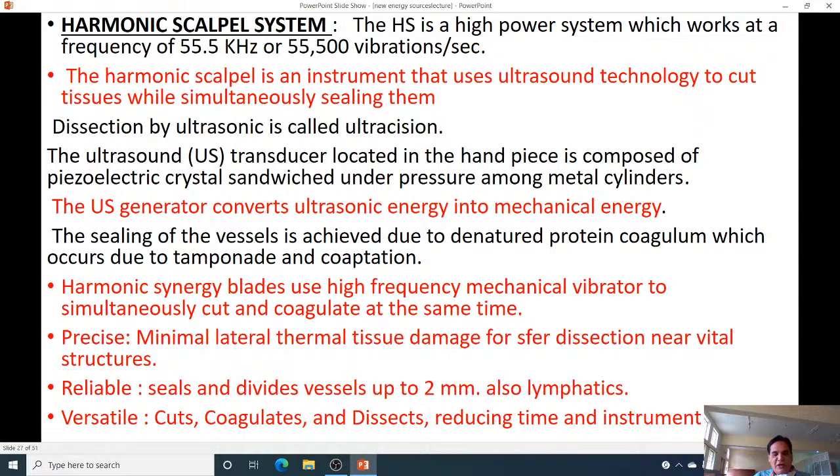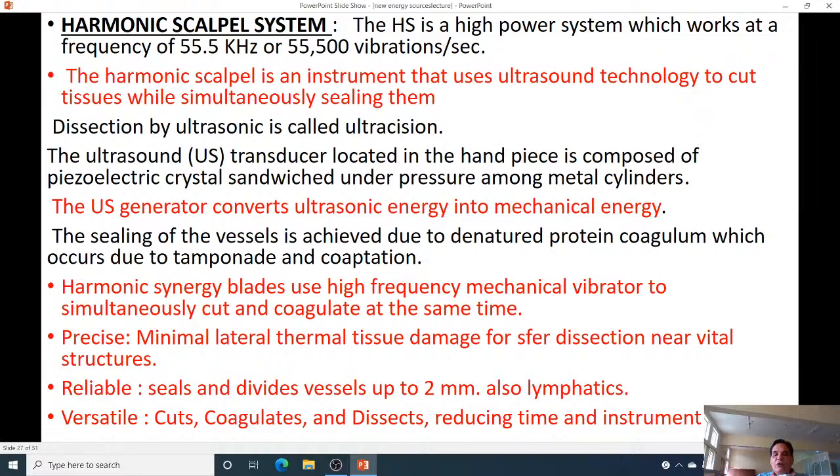This is very important for the harmonic scalpel. It cuts and it also coagulates. In the same instrument, the same instrument is doing both functions. That is the beauty of a harmonic scalpel. It is very costly, around 12 to 14 lakhs. The machine which is dissecting the tissue by ultrasonic waves is called Ultracision. Ultracision is the name of the machine.